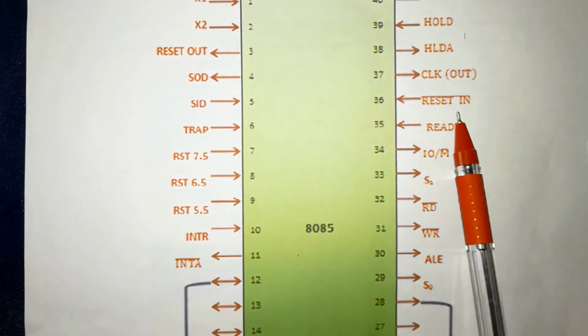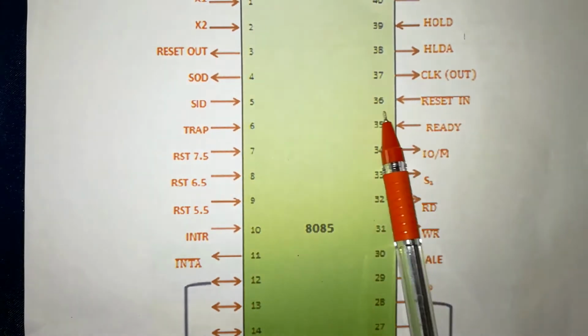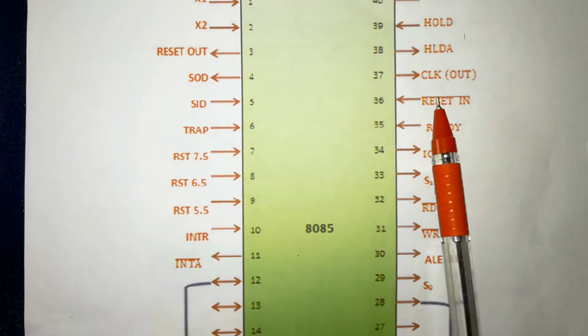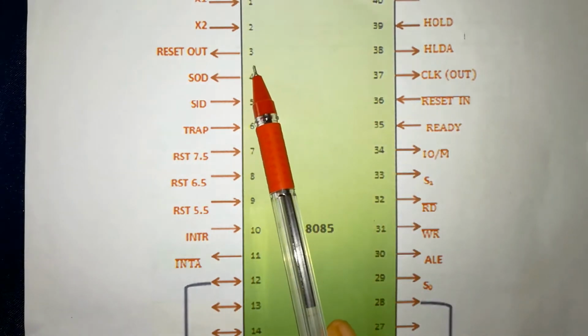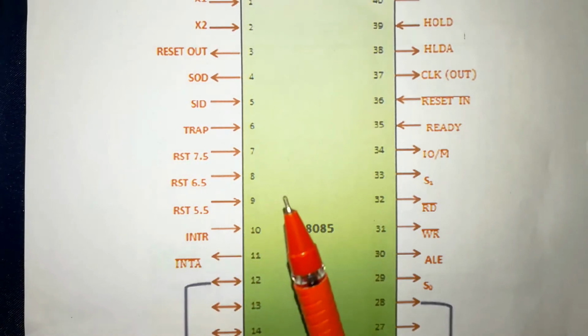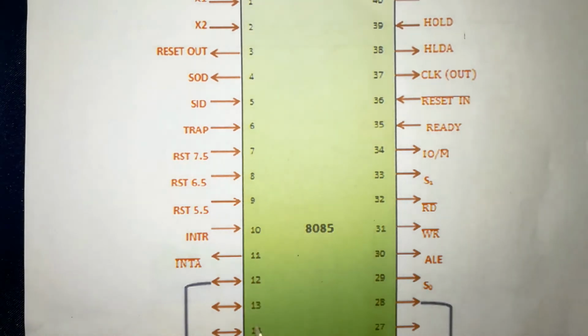In reset in and reset out, these are the two pins, pin number 3 and pin number 36, that is reset in bar. It resets the PC of 8085 to 0000H. Reset out indicates that the MPU is being reset. It is connected to peripherals to reset them when the microprocessor unit is reset.